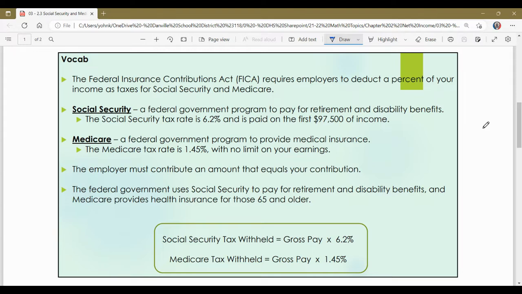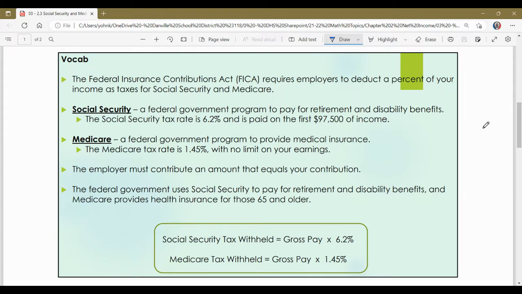The employer must contribute a specific amount every time. If the employer doesn't take it out and send it to the government, then they get in trouble as well. And so all of the money for Social Security and Medicare gets thrown into a single pot. And then once you turn the appropriate age, you can start withdrawing money from it.